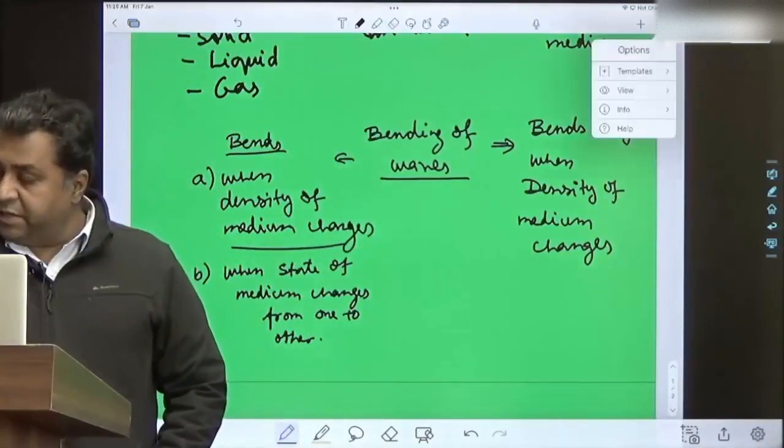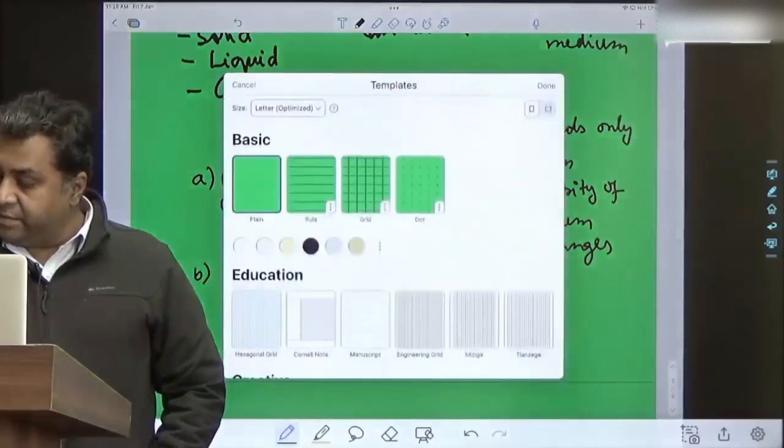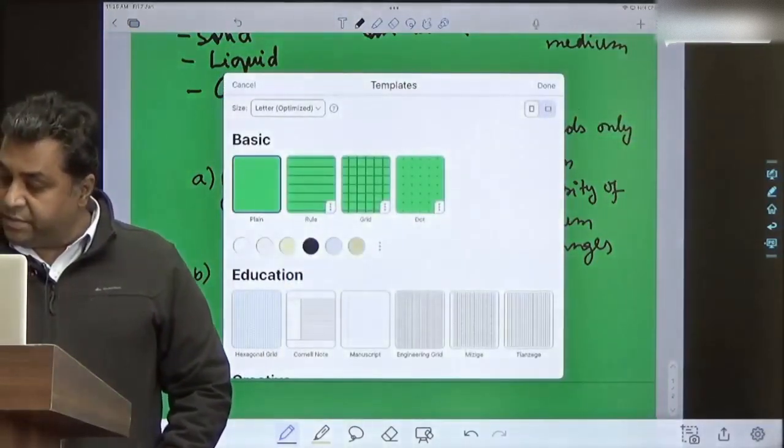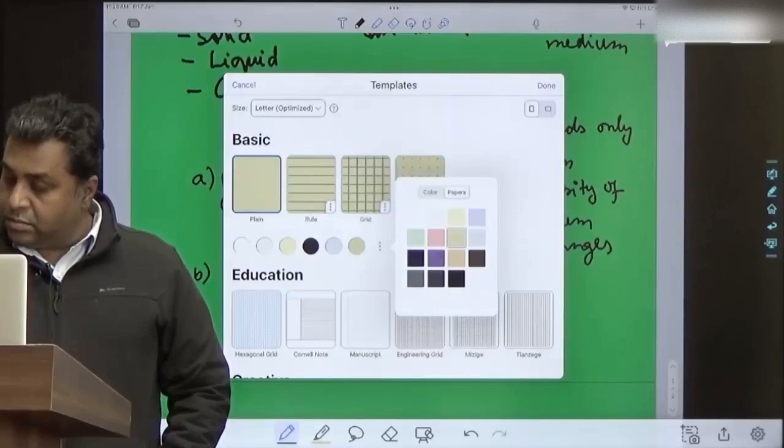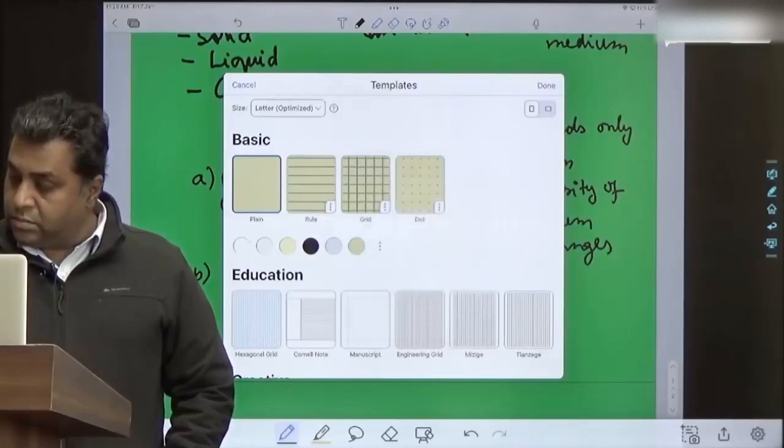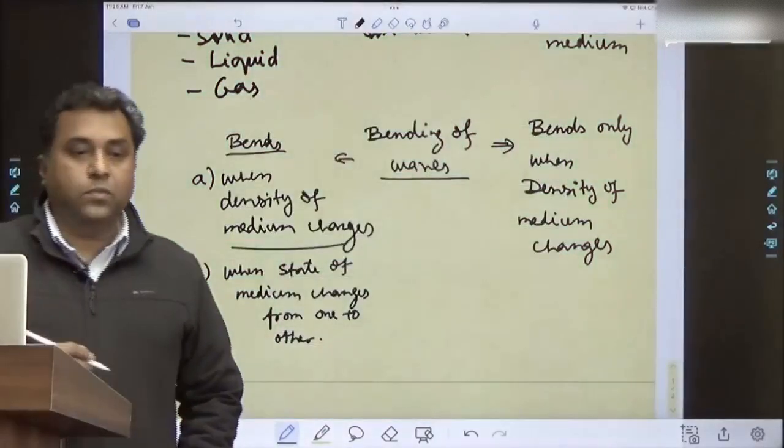I think this color has become a little too dark. So let me. All right, this was good.